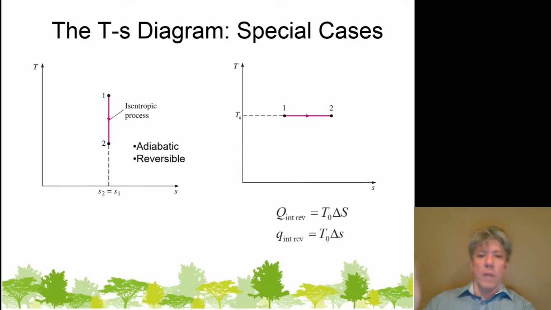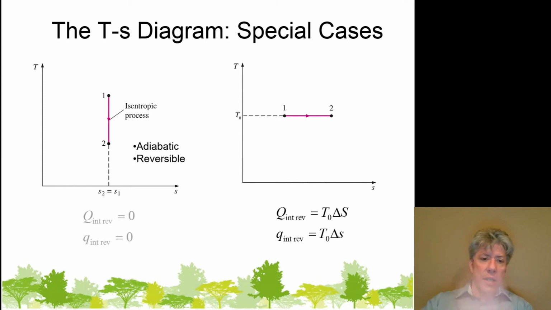Now, the curve on the right-hand side is just a horizontal line, and the area beneath that process curve is easy. It's just a rectangle, right? So we just need the temperature, T naught. This is a constant temperature process. And we need to know the change in entropy. If we do that, we can calculate either the total heat transfer or, if we know the specific entropy change, the heat transfer per unit mass. And so that's really easy to integrate.